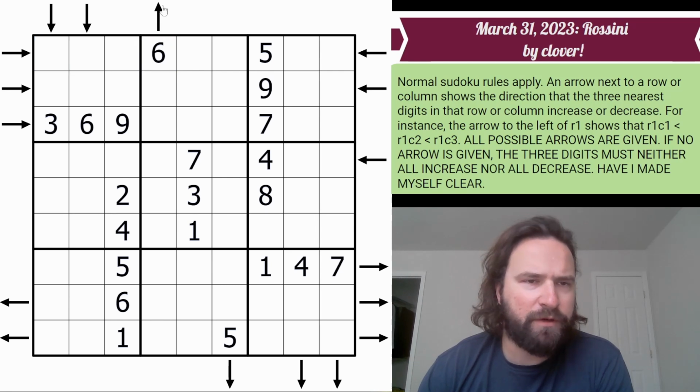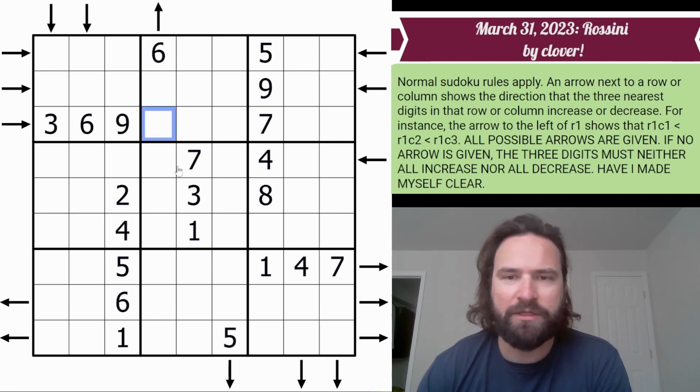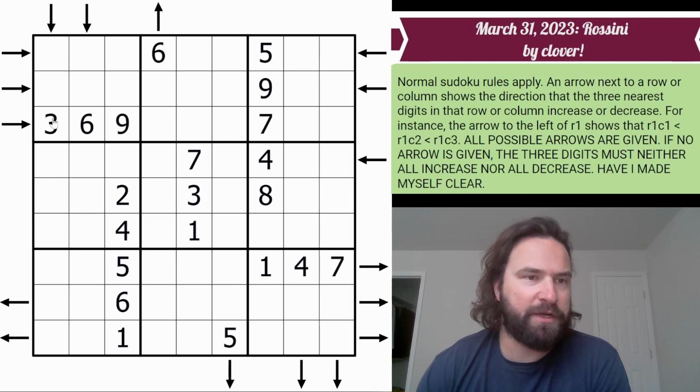So this arrow, for instance, is pointing in the opposite direction. So this has the highest number first, then lower to lower. And it's just the first 3 digits, I guess. But this is interesting because 3 is here. So there's only 2 numbers that are smaller than 3, and this has to be the biggest of the first 3 numbers. So these are 1 and 2.